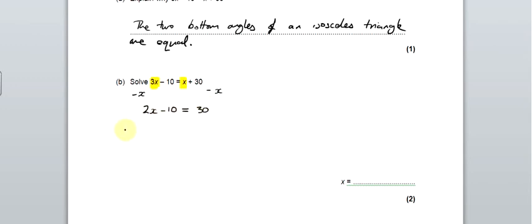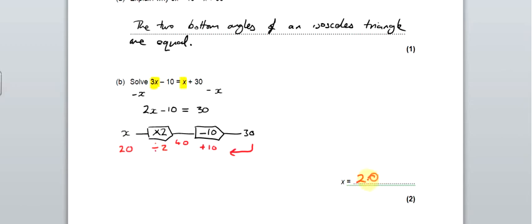And now I'm going to use the flowchart, so I start with the x, gets multiplied by 2, and then 10 gets subtracted, and if you do that you'll end up with 30, and now we do it backwards, so we add 10 to 30 to get 40, and then we divide 40 by 2 to get 20, which means that x is 20. And there we go. That's equations. Hope you had fun.